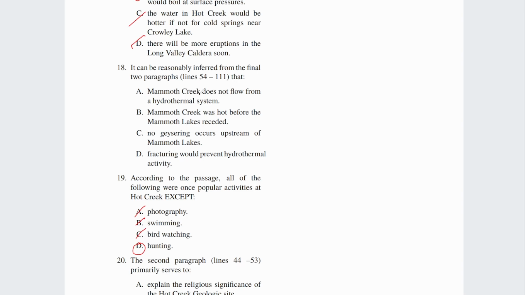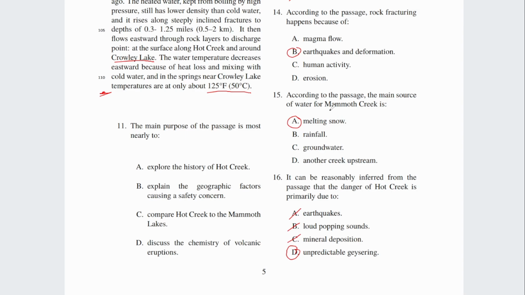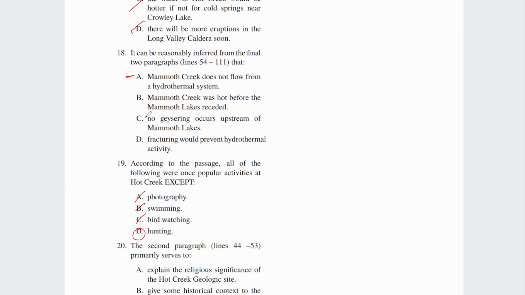Mammoth Creek does not flow from a hydrothermal system. Yeah, that seems right. I'm going to mark it just tentatively because it sounds like Mammoth Creek is just a creek from some lakes. And in fact, if we remember from our earlier question that Mammoth Creek is from melting snow, that's not a hydrothermal system. Okay, melting snow runoff is not a hydrothermal system. So I'm going to mark A actually much more confidently now.